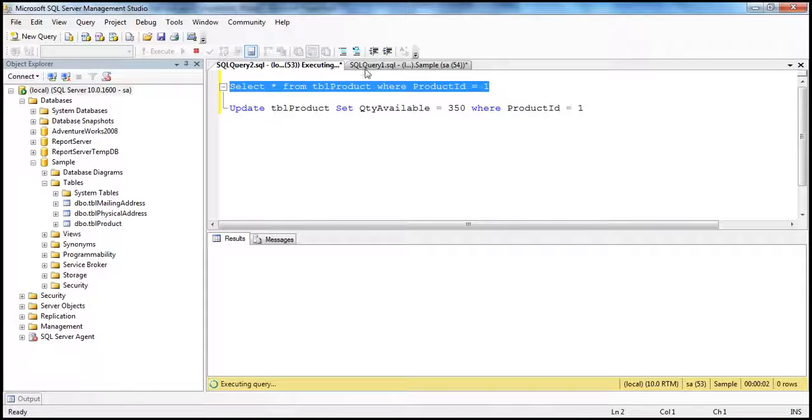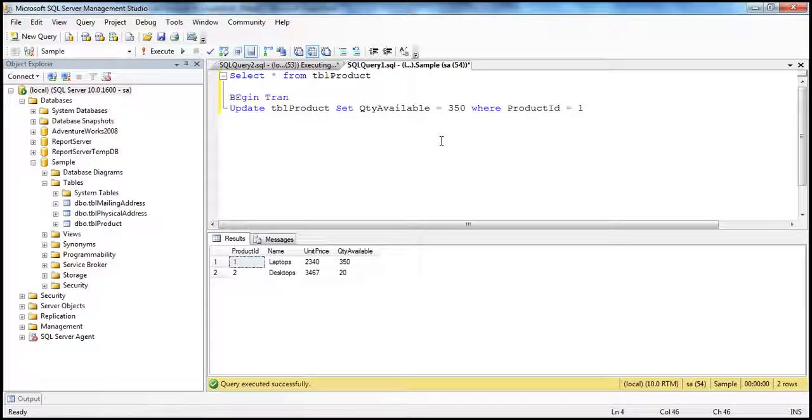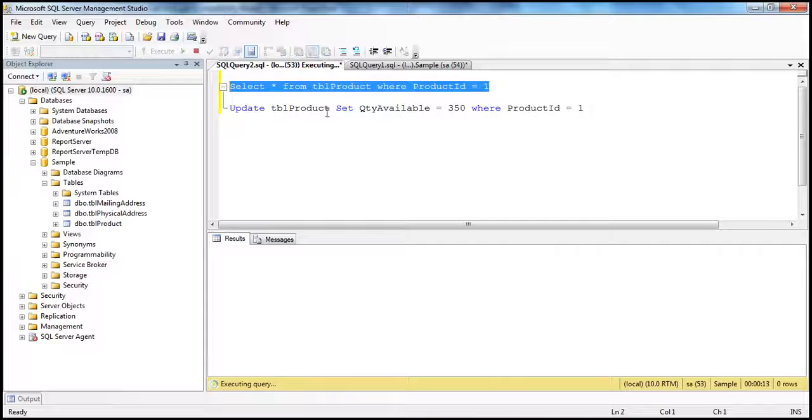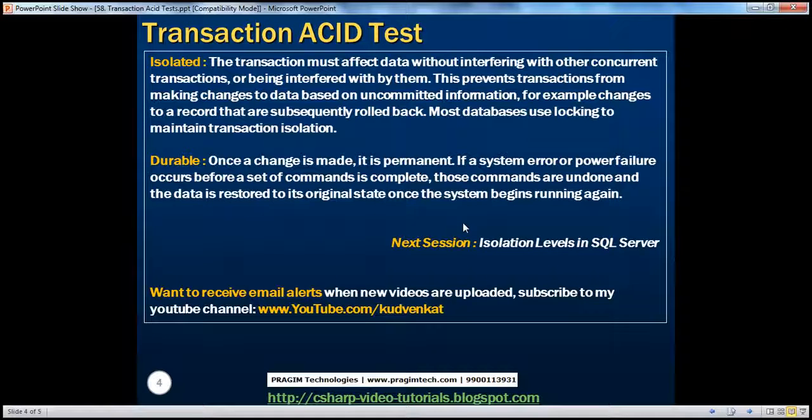So why am I not able to see that? Because that row is being locked by the database because another transaction is currently being processed. So this transaction is not interfering with this transaction here. So the transactions must be isolated. So how do transactions achieve this isolation? Basically using a locking mechanism. We will talk about transaction isolation levels in the next session.